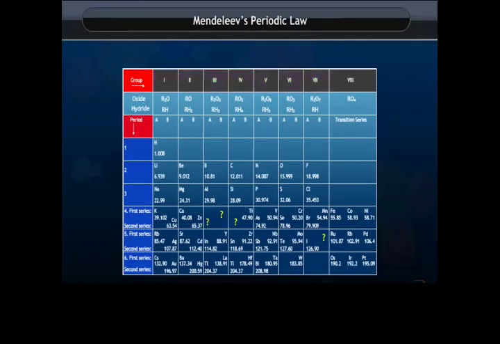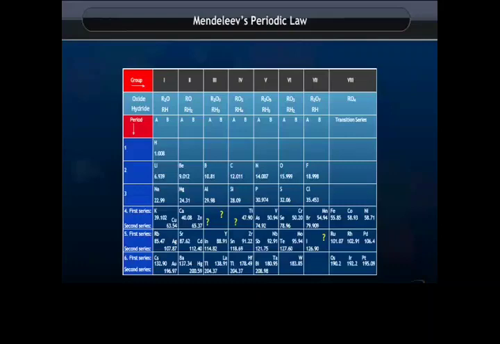Groups 1 to 7 had 2 subgroups called A subgroup and B subgroup. Group 8 had 3 rows of elements. Elements having similar properties were placed in the same groups. Some spaces were left vacant in the table to accommodate the elements to be discovered in the future.